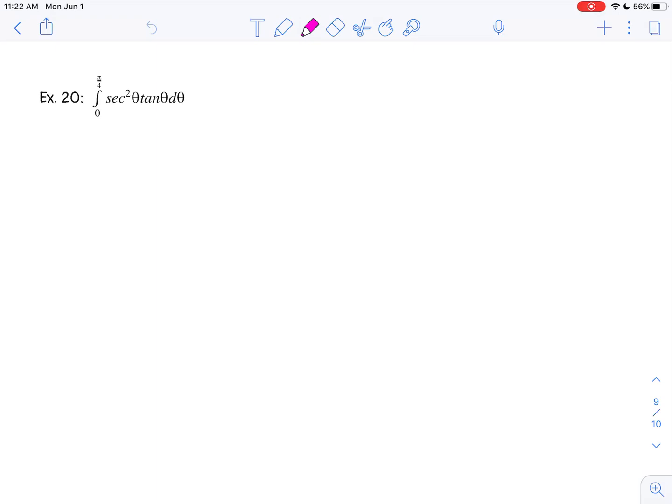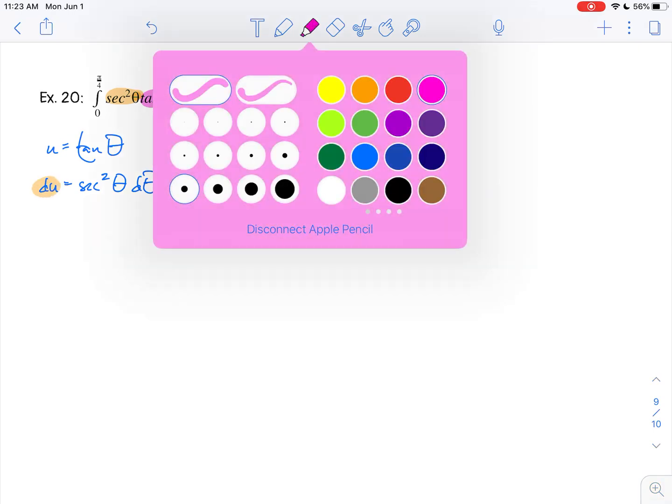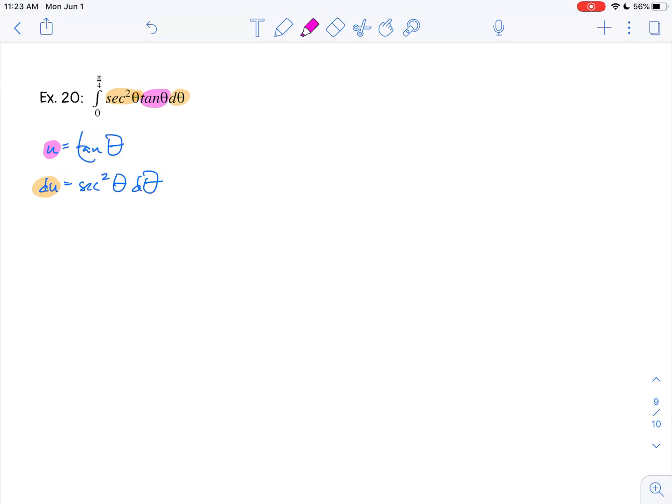So in this case, I scanned through the integrand and I noticed that secant squared is the derivative of tangent. So I've actually got my U right there. U equals tangent theta. That means my du equals secant squared theta d theta. Okay? And that happens to match perfectly, how very nice, with the integrand. So all of that stuff in the orange, I can replace with du, and all of the stuff in the pink, I can replace with u.